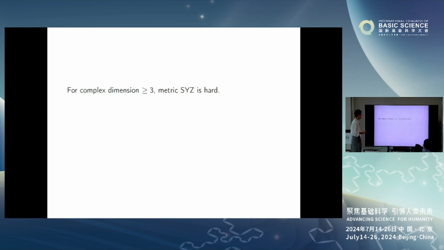For complex dimension bigger or equal to 3, the metric version of the SYZ conjecture is quite hard. So what people generally did previously was to try to avoid understanding the metric, and instead focus on the mirror symmetry aspects. There was huge progress in symplectic geometry and algebraic geometry, developing the enumerative theory and the Floer theory aspects of these things, starting from Lagrangians, but not quite special Lagrangians. If you just want Lagrangians, it's mostly a topological question. If you want special Lagrangians, you really have to understand the metric.